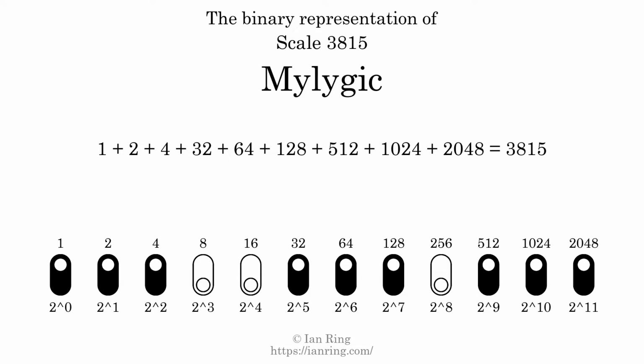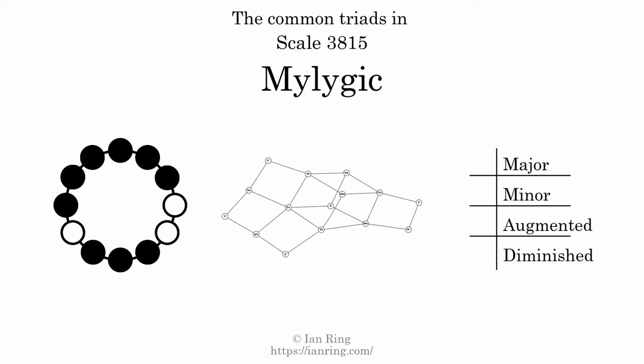3815. The scale number not only enumerates the scale with a unique index, but it also literally describes the tonal content of the scale. Represented as a binary number in base 2, the scale number is 111011100111. Here are the common triads present in this scale.